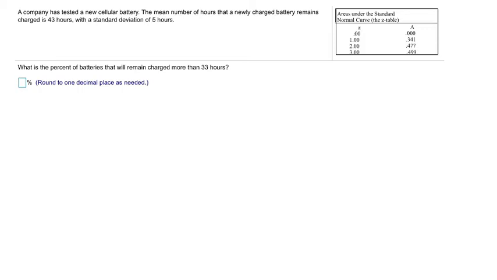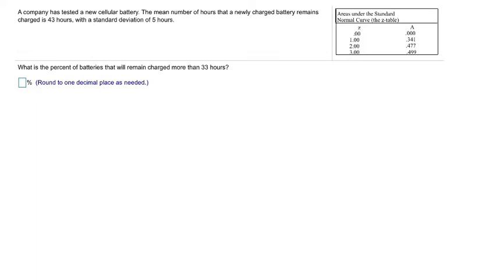So what we're given in this problem is that a company has tested a new cellular battery. The mean number of hours that a newly charged battery remains charged is 43 hours with a standard deviation of 5 hours. So we're assuming that the distribution on the number of charged hours will follow a normal distribution. And so we're asked, what is the percentage of batteries that will remain charged for more than 33 hours?